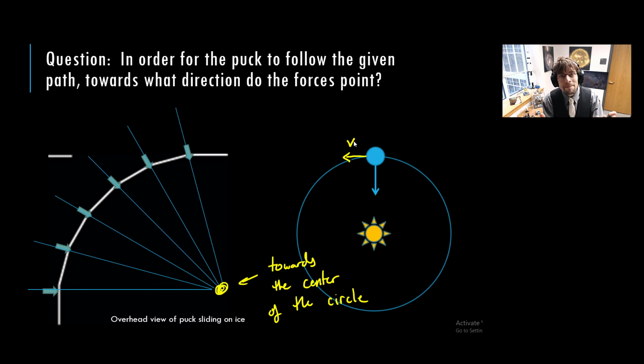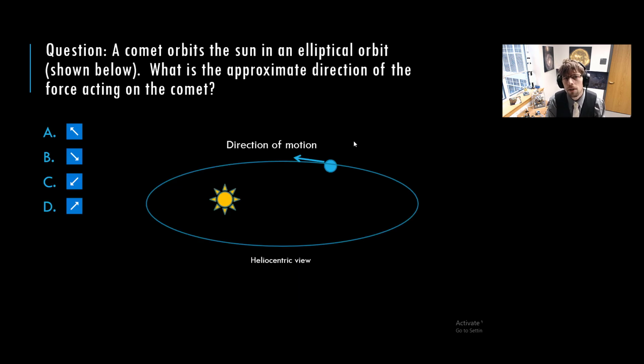Okay. Hey, that's essentially Kepler's first law. Right? Yeah. Of course. Okay, well, it's slightly off. Okay, we need just a little bit more. So here we go. A comet orbits the sun in an elliptical orbit. Of course, I could have made this a planet. We'll just make it a comet. Okay? What is the approximate direction of the force acting on the comet?